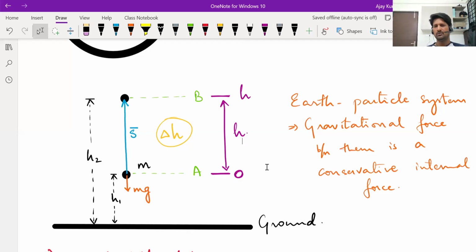So usually what they do is they assume ground level to be 0 height, and any height above that they take as h. But there's no rule like that. You can assume any level to be 0 height while solving a problem. Above it any height will be considered positive, below it any height will be considered negative, and that will give you the potential energy directly. We'll solve problems, you'll understand.